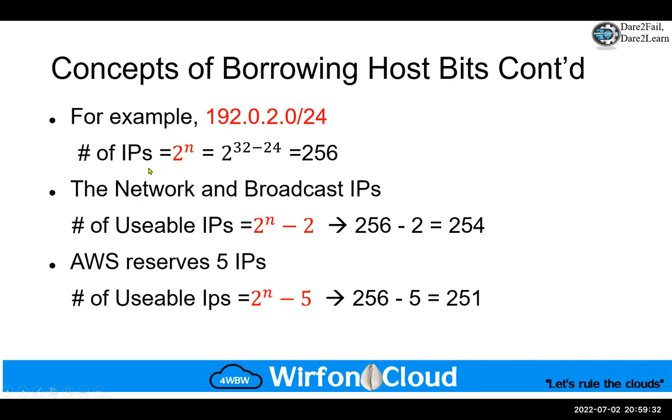Now, we have a network and we have a broadcast IP address. Those 2 IP addresses, you cannot put them on your router. You cannot put your network and your broadcast IP addresses on the router. So the formula of 2 to the n becomes 2 to the n minus 2. The minus 2 takes out the network and the broadcast IP because you do not place those 2 IP addresses on your router. So in this example, we have 256 minus 2, which gives us 254. So we have 254 usable IP addresses.